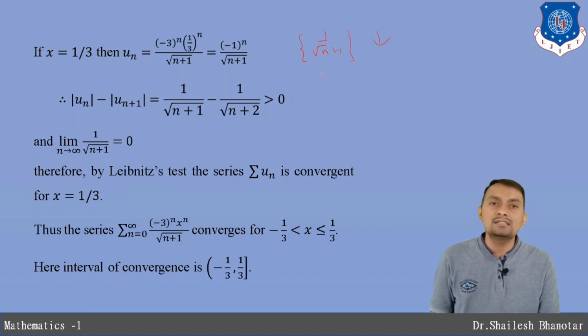So we can say that each term is going to be decreasing, and hence the sequence is decreasing. And the limit of the nth term, 1 divided by square root of n plus 1, when we apply the limit, our answer is going to be 0. Therefore both conditions of the Leibniz test are satisfied, and the given series is convergent. So what we have derived is that minus 1 by 3 is less than x less than or equal to 1 by 3, then the series is going to be convergent. So the interval of convergence, also called the range of convergence, is nothing but minus 1 by 3 to plus 1 by 3.